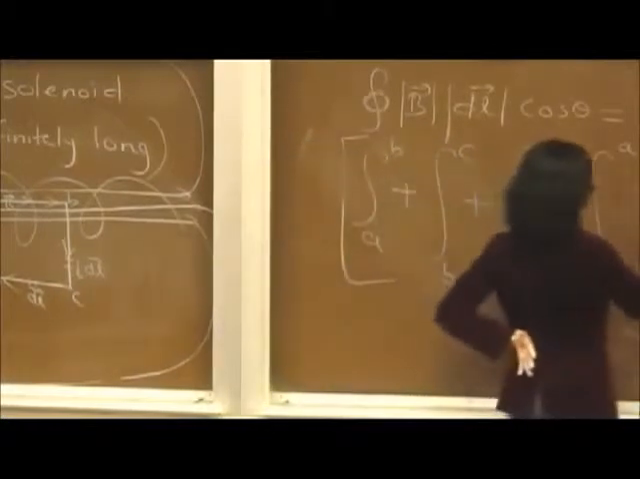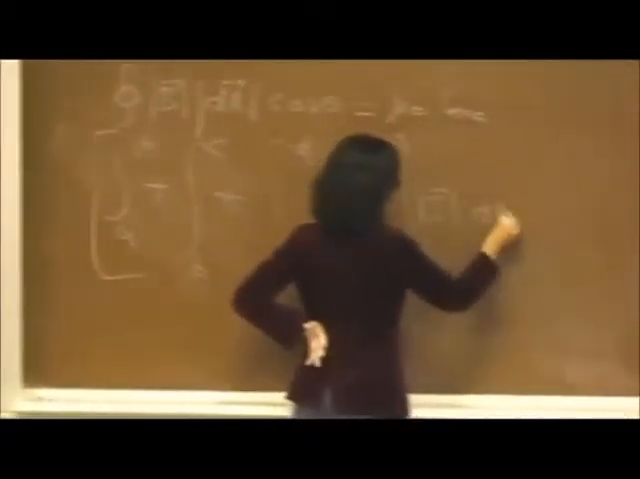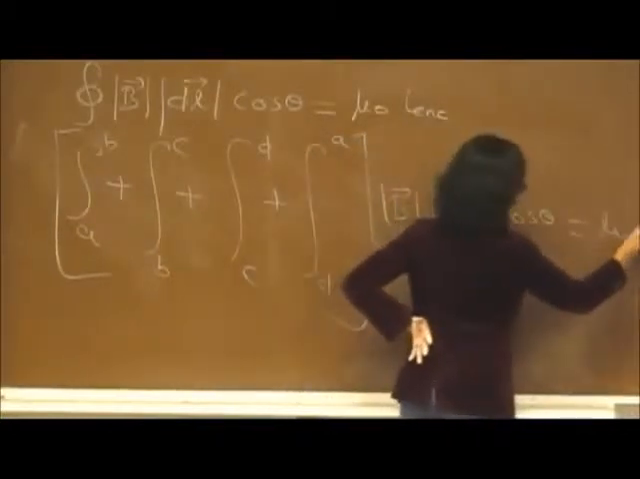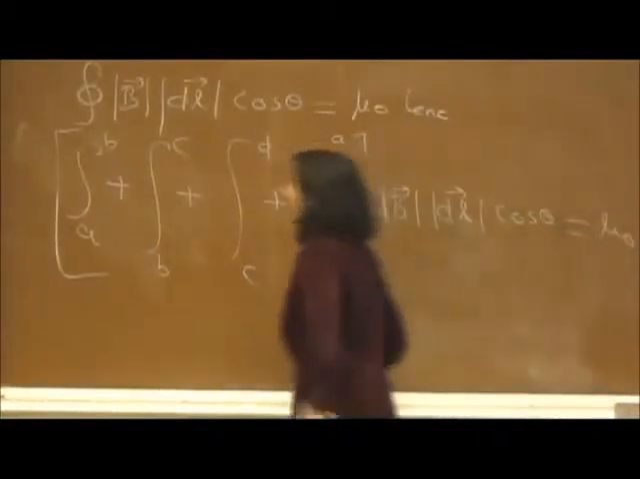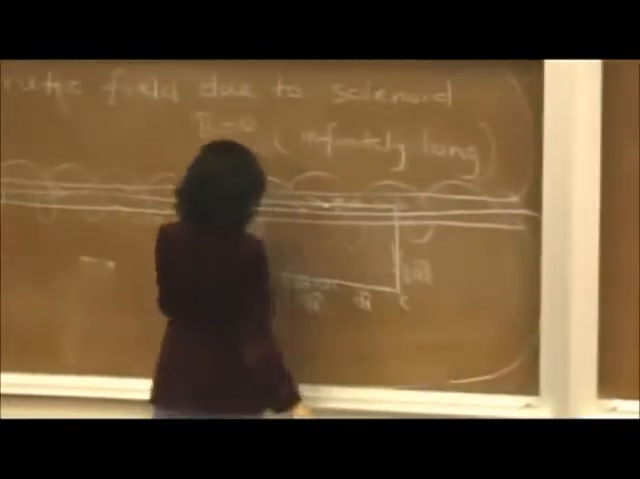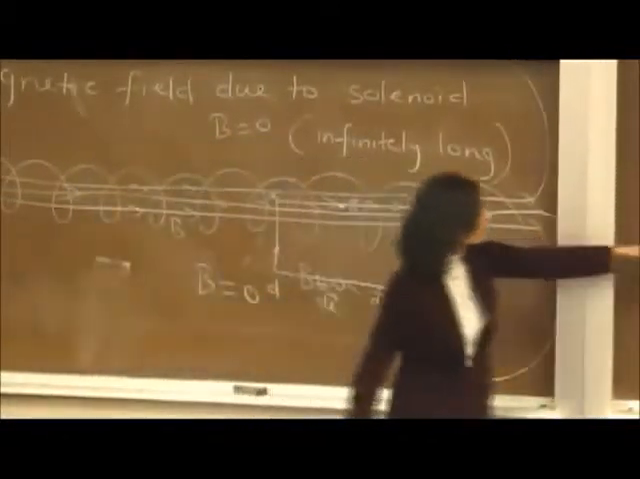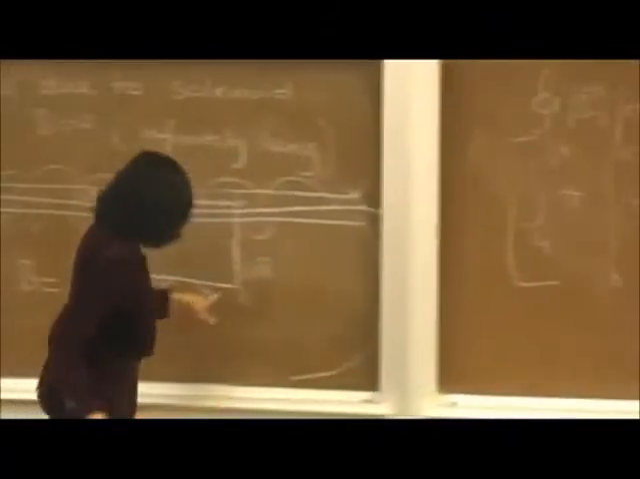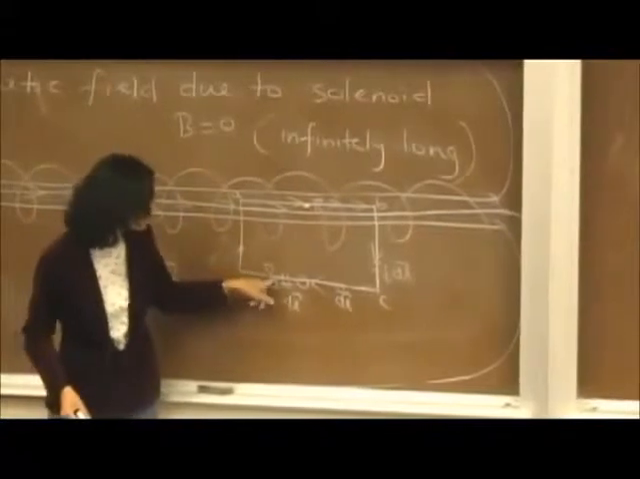These 4 integrals of B dl cosine theta equal mu 0 times I enclosed. So what is the integral from A to B, or B to C, C to D, or D to A? Let's do it one by one. So here from C to D, does everybody see that B is 0?